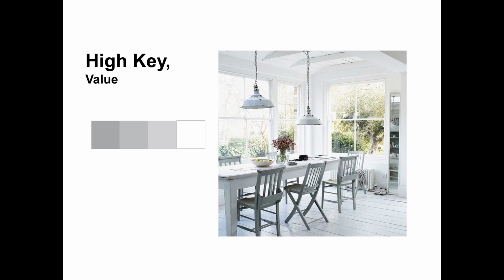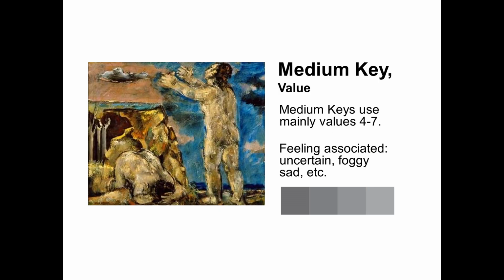Here's an example of a high key being used in interior design. If a client says, I need to have a kitchen that feels bright and sunny, well, this is one way to go about it, is to use a high key. A medium key. A medium key is, the main values are values 4 through 7. Feelings associated with a medium key are uncertain, foggy, sad.